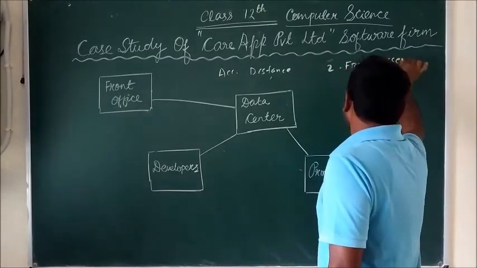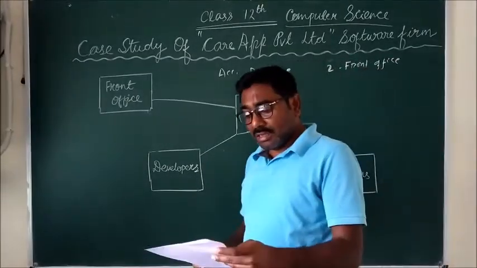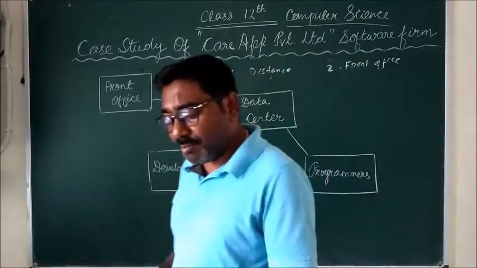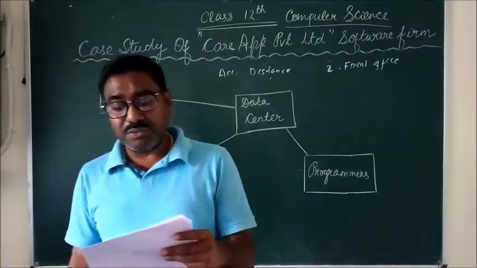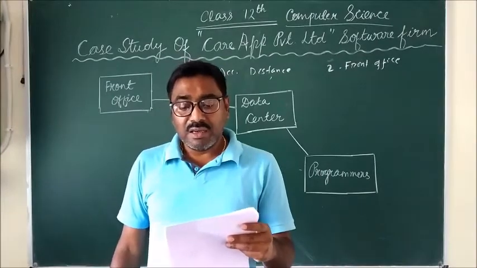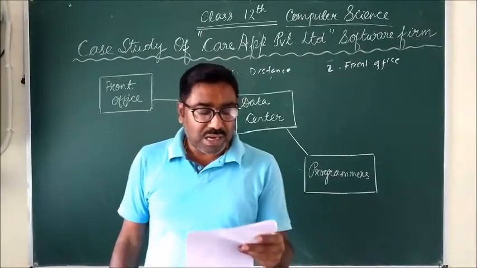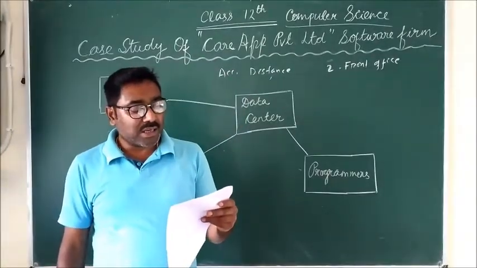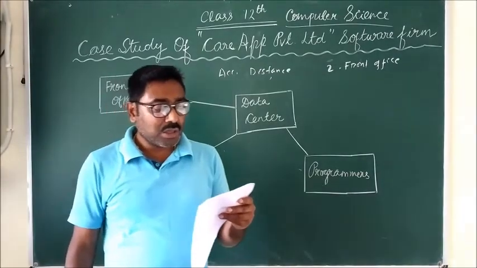The answer is front office. Then the third one is: name the block where the following network devices will be used. The devices are the repeater and the switch.